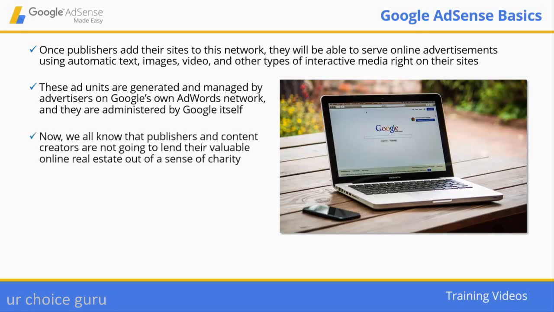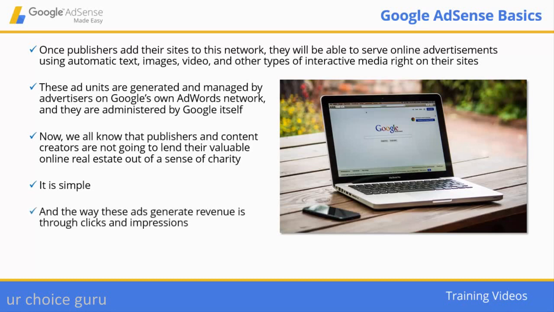Now, we all know that publishers and content creators are not going to lend their valuable online real estate out of a sense of charity. They're in it for the money. But how do AdSense ads generate revenue on a site? It is simple. Advertisers pay Google to put their ads on the AdSense network, and then Google splits those earnings with the owner of the online property where these ads happen to appear. Once again, based on the type of content on the site and its audience.